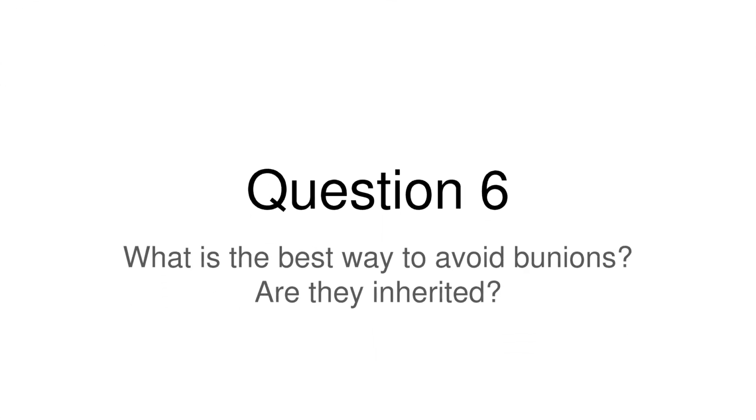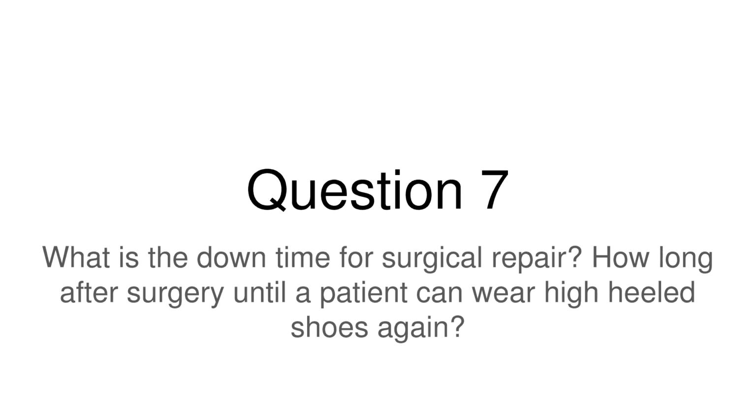And the next question, what is the best way to avoid bunions? Shoe gear, shoe gear, shoe gear. Starting young, spacers, or avoiding it. Are they inherited? A lot of times they can be. The anatomy is there, but if you wear proper shoes with spacers and things like that, you can prevent it a lot of times.